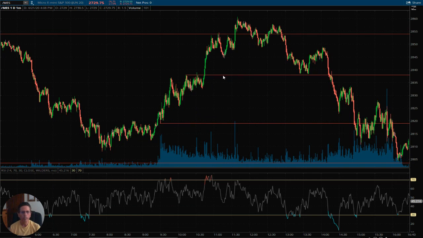The red lines you see here are what's called initial balance levels. That's the high and low during the first hour of regular normal trading throughout the day. They're used for support and resistance, and I use those along with fibs, etc. Okay, so let's get into the trade here.